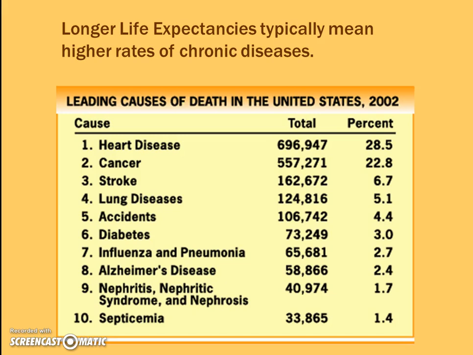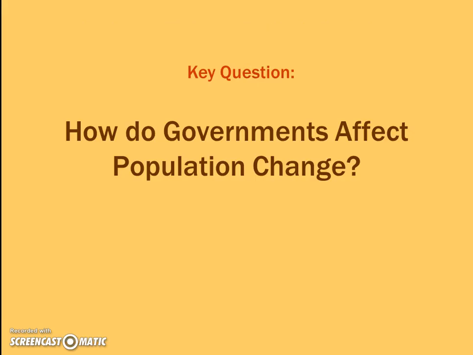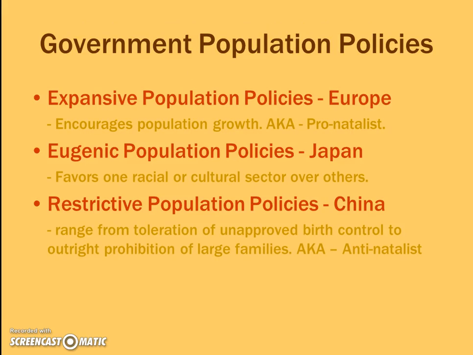And then lastly, the other impact you're going to have in countries with longer life expectancies is that there also are longer lives, but there's more chronic diseases or degenerative diseases. Heart disease and cancer are still our top 2. And then the last thing are expansive, eugenic, and restrictive policies.